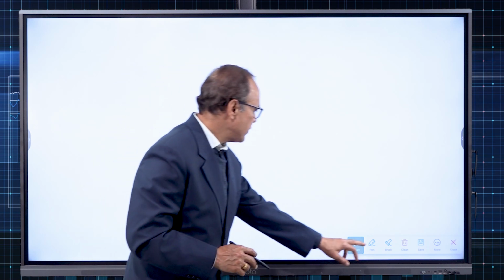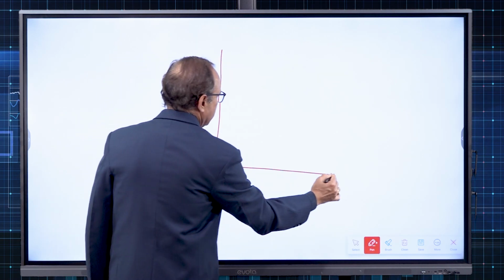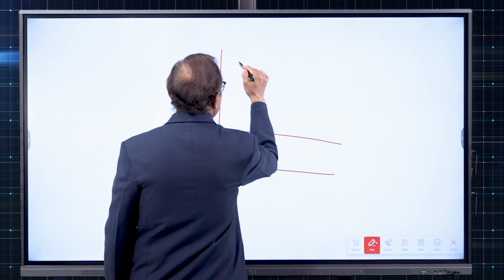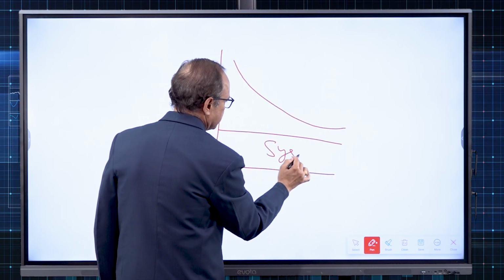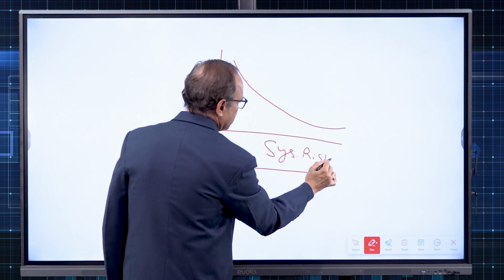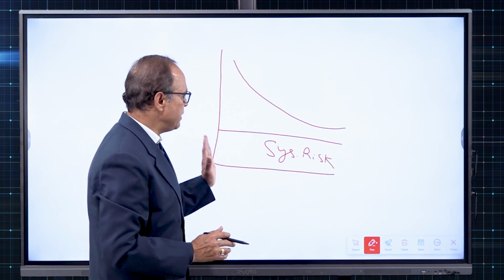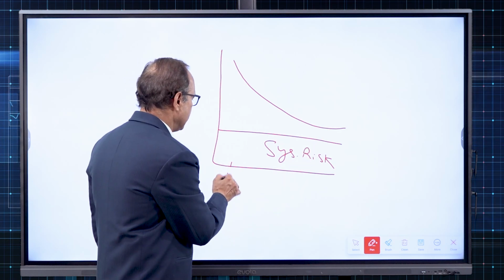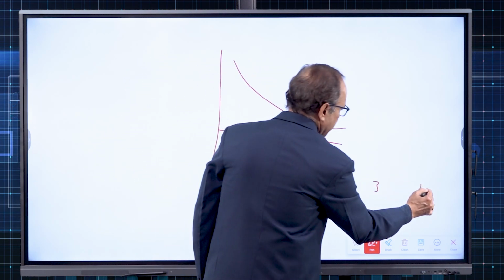Now look at the facts we have. If you go for diversification, the scenario will be like this. Systematic risk, the risk resulting from the factors which affect the whole of the economy, will remain constant whether someone invests in one avenue or two avenues or three avenues or 100 avenues.